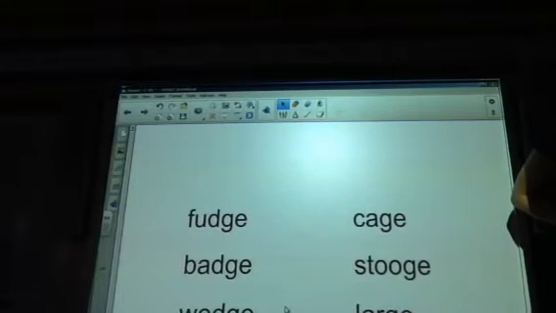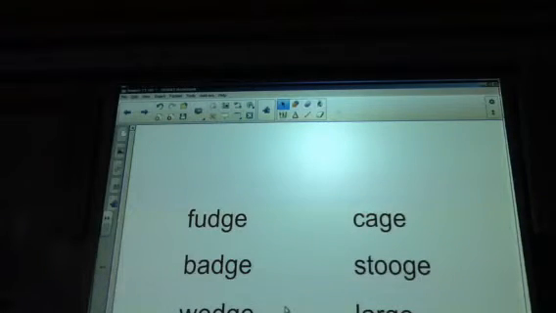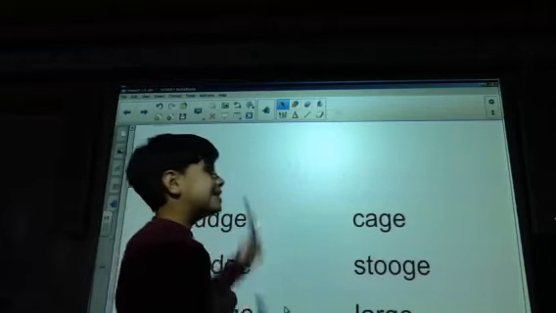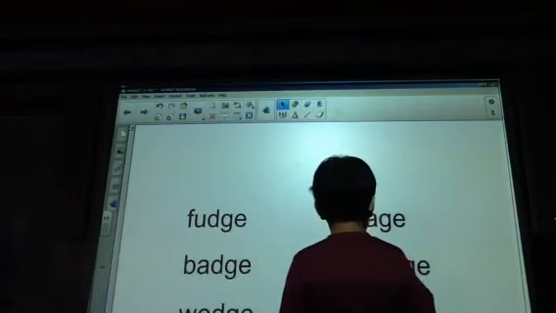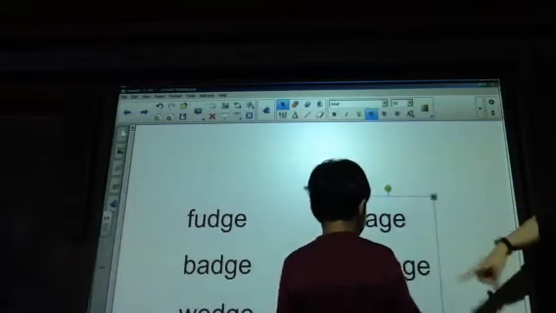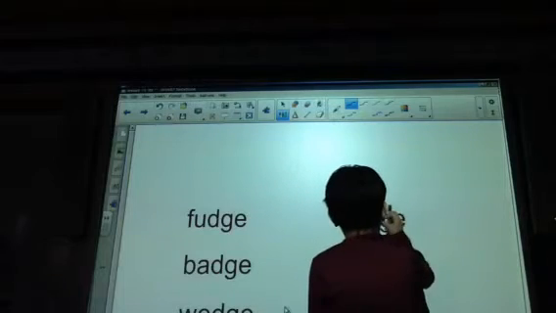I need someone to help me code some words. Marcus, will you come pick one? How about cage? You gotta have a color or it won't work.